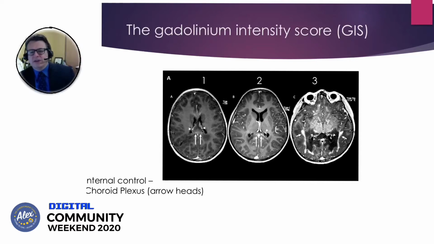And the system is very crude. We score gadolinium intensity as a 1 if the signal is dimmer than the choroid plexus. We score it as a 2 if it's the same brightness, and we score it as a 3 if it's overly bright or brighter than the choroid plexus. So a very simple system. And then a score of 0 would mean you have no gadolinium enhancement.